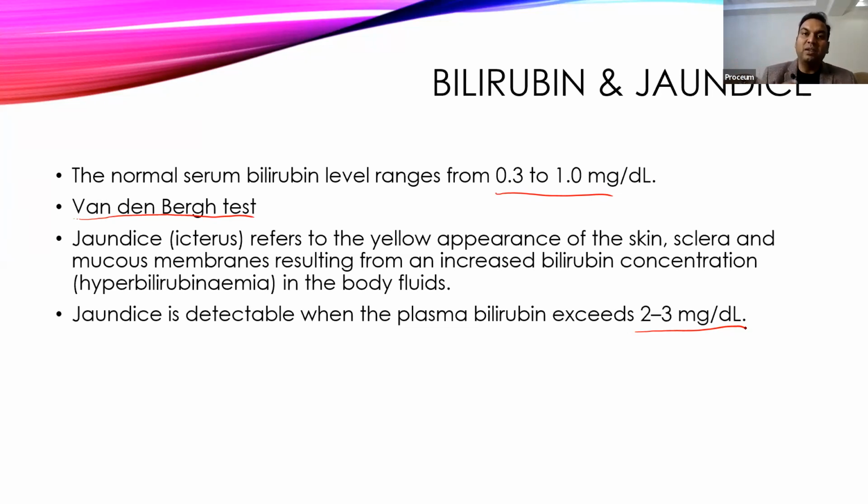So whenever yellow color appearance starts in the skin and so on, that condition we call icterus, also called jaundice. Now, jaundice is not a disease. Being a doctor, you will never diagnose any condition as jaundice. Jaundice is just a sign.